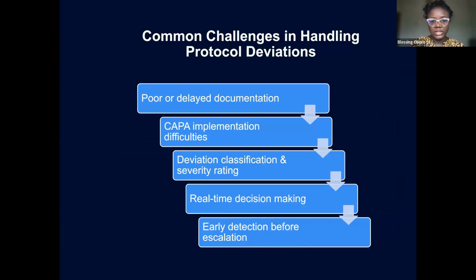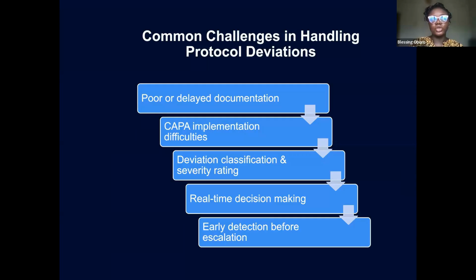So yes, that brings us to the common challenges in handling protocol deviations. Like I said: poor or delayed documentation, CAPA implementation difficulties, deviation classification and severity rating, real-time decision making, and early detection before escalation. So yes, poor or delayed documentation. Sometimes protocol deviations are documented incompletely, and I would highlight one protocol deviation that we've used as a case study all through this webinar, which is out of window visits.